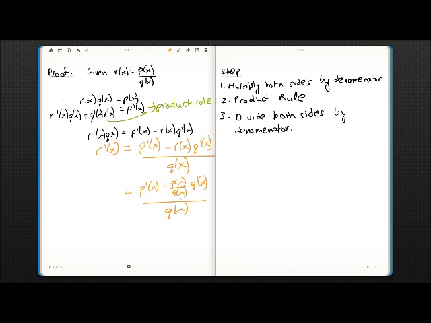And now let's multiply top and bottom by q of x. So that will be q of x over q of x, and these two will cancel out. So you'll be left with p prime of x times q of x minus p of x times q prime of x, all over q of x squared. So basically this is the proof, and I've used the product rule once again.